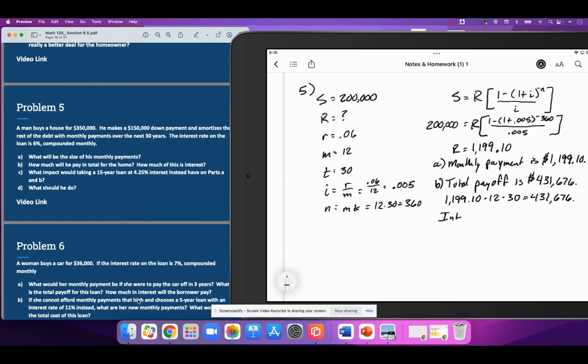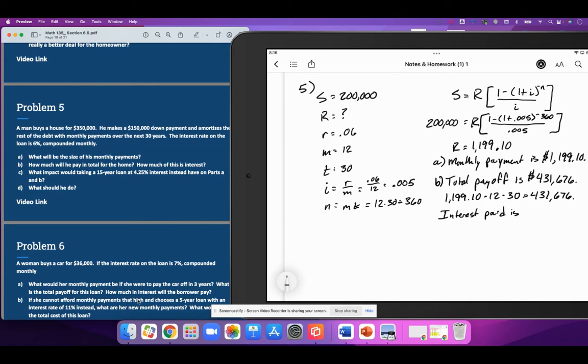Interest paid is whatever his total payoff is minus what he borrowed. So he borrowed 200,000. Our total payoff is 431. So he's paying $231,676 in interest.